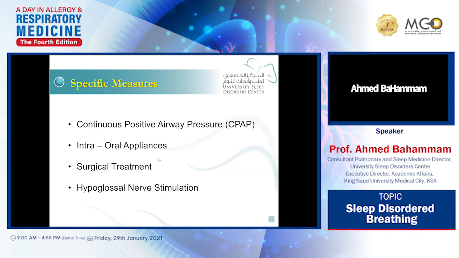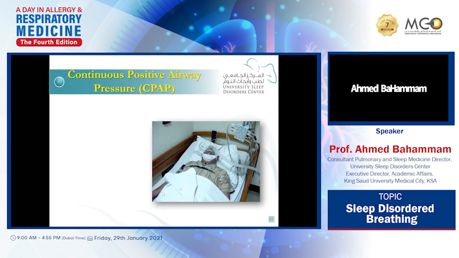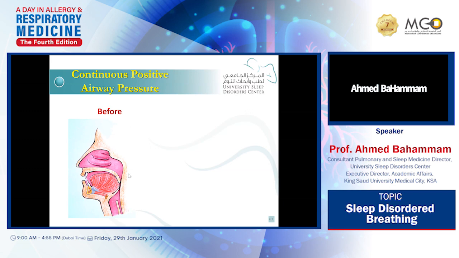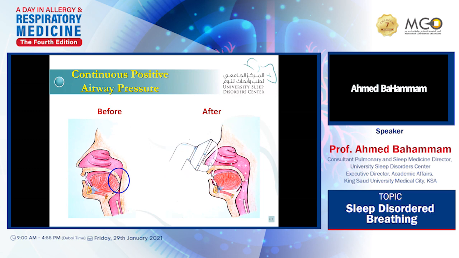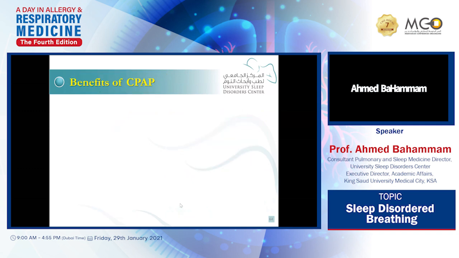I will not talk about surgical treatment because this needs a special talk. I'll cover briefly CPAP. This is an example of CPAP, non-invasive ventilation, which will open the airway. The airway is closed here, as you can see. CPAP will act as a positive airway splint, so it will open the airway and allow air to go in. It will also increase the functional residual capacity of the lungs, so the patient can sustain even hypopnea or apnea for a longer period.